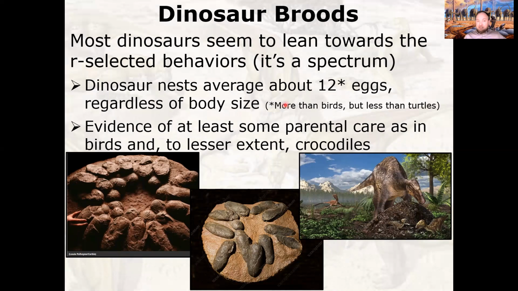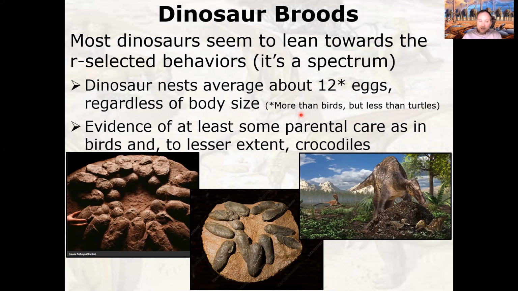So they kind of fall in this range where they lay more eggs than birds do, but they lay fewer eggs than turtles do, and certainly way fewer eggs than frogs do. And that kind of gives you a sense of how actively involved they are. They're a little bit more involved than turtles, and they're less involved than birds.